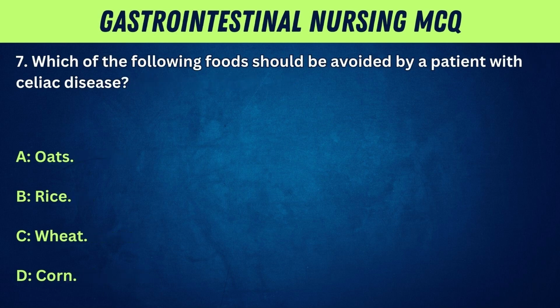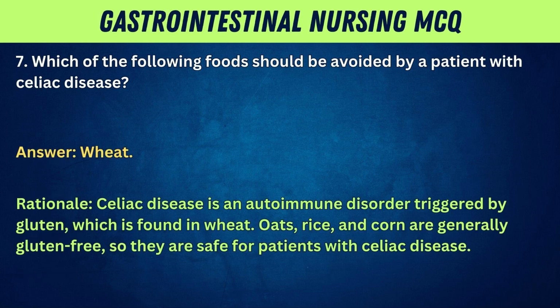7. Which of the following foods should be avoided by a patient with celiac disease? A. Oats. B. Rice. C. Wheat. D. Corn. Answer: wheat.